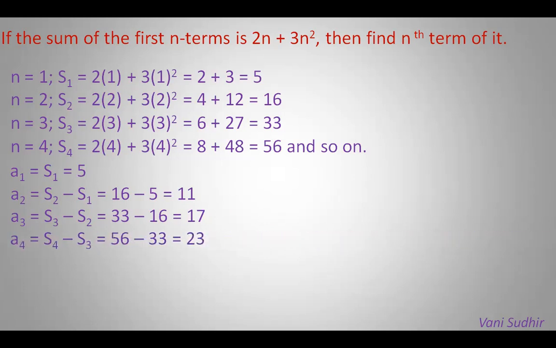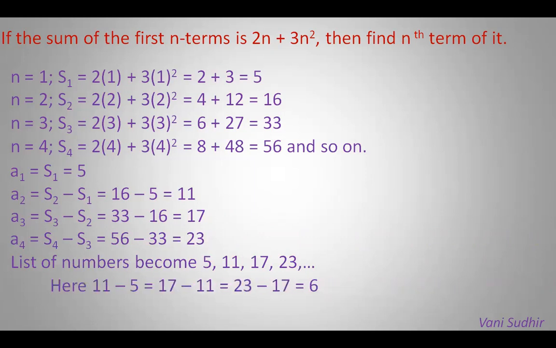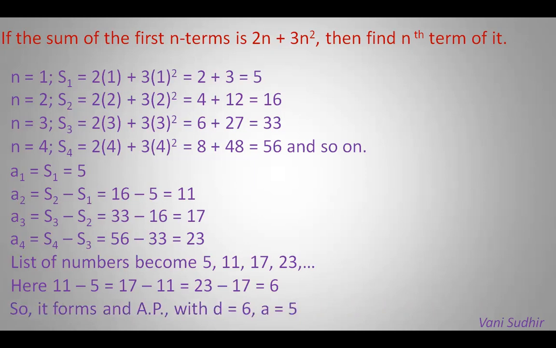The fourth term we get by S4 minus S3. The list of numbers is 5, 11, 17 and 23 respectively. The difference of any two consecutive terms is 6. Therefore, it forms an arithmetic progression with common difference 6 and first term 5. The nth term formula we want is a plus n minus 1 times d. First term is 5 and common difference is 6. If we substitute and use the distributive property, we calculate 6 times n minus 6. So the nth term is 6n minus 1.